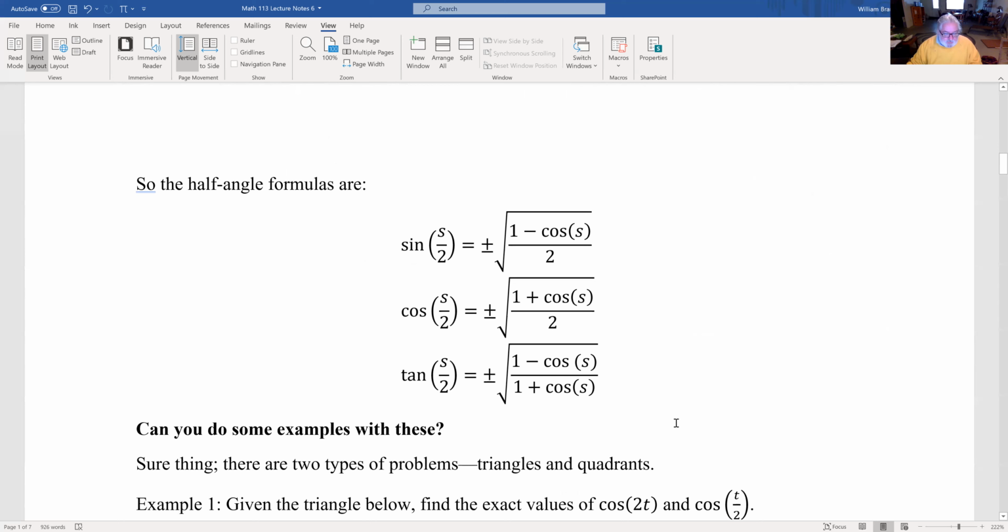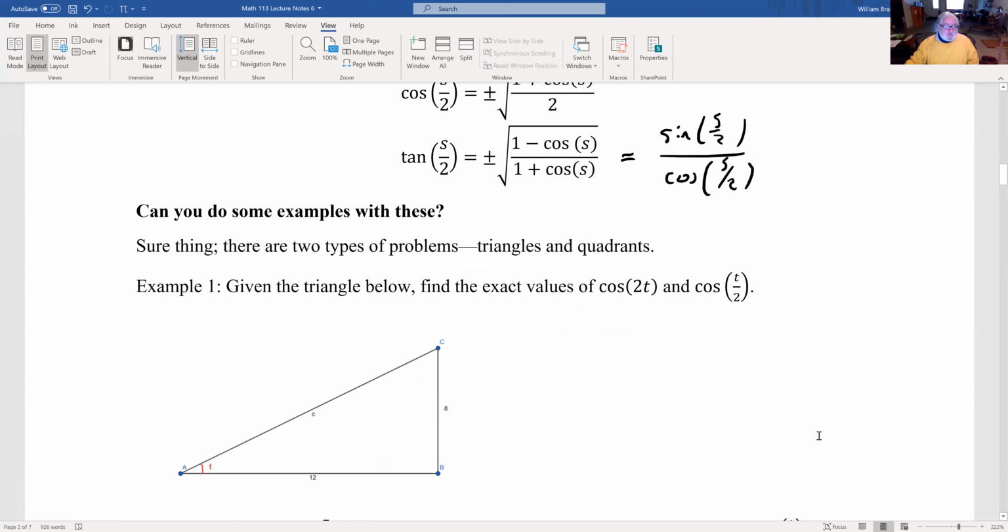So these are the half angle formulas. Tangent of s over 2 is... these are the half angle formulas written nicely so that you don't have to rely on my horrible handwriting. To find tangent, that's just sine over cosine, divide those two by each other, and you get the equation for tangent of s over 2. So can we do some examples with these?